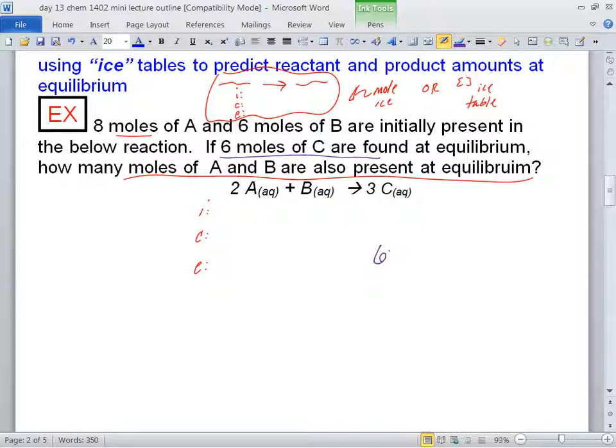Okay, some more stuff to fill in here. Kendall, put the 8 moles under the A. In which row? I. Good. Now again, do you put 8 or do you put 16? Or do you put 8 squared? You put, everybody? 8, because that's the initial. That's the initial A. Keep going.